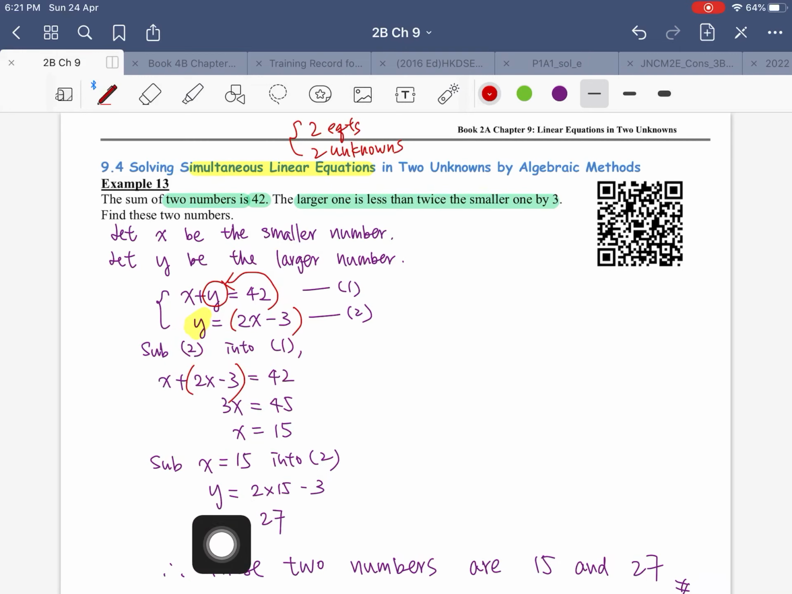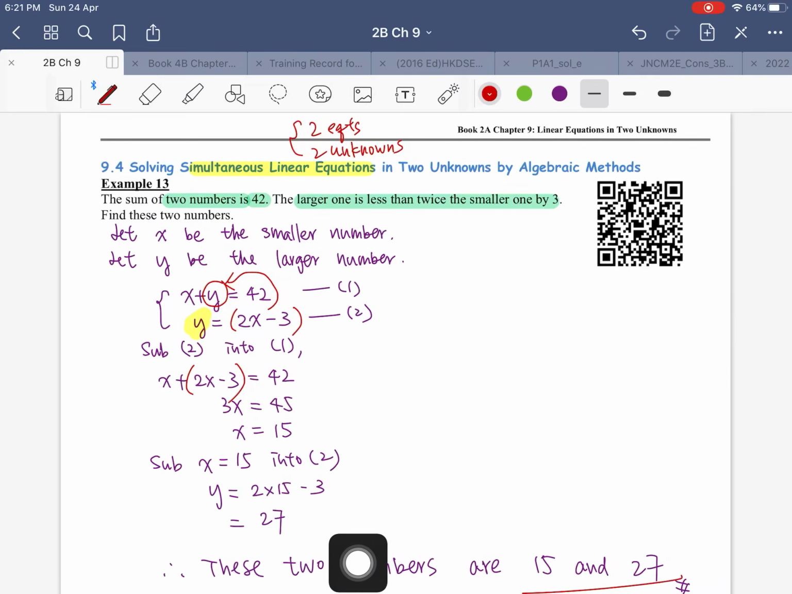So y equals 2 times 15, because x is replaced by 15, and then minus 3. Then calculate: y is 27. Then you have the values of the two unknowns. x is 15, y is 27. So these two numbers answer the question. Therefore, these two numbers are 15 and 27.